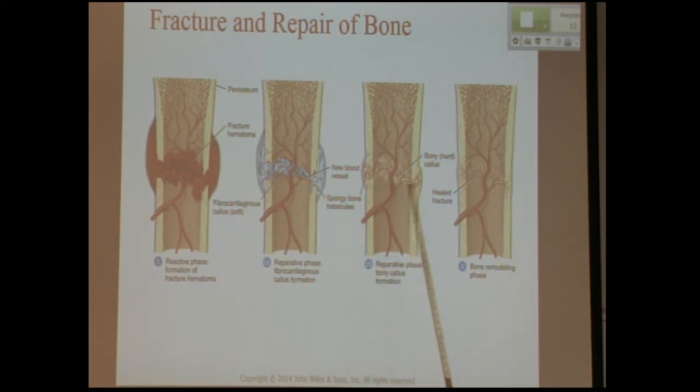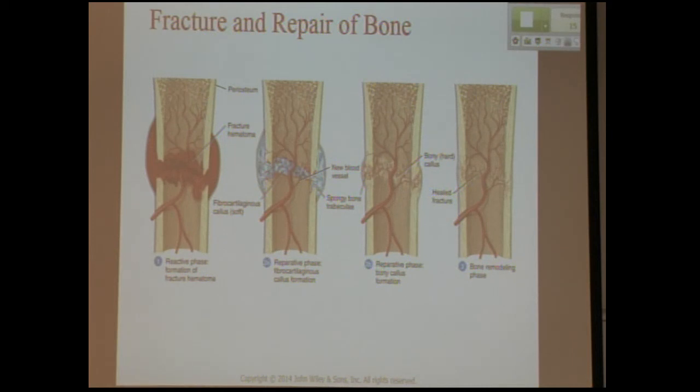Then you replace the cartilage with bone, and then you remodel it a little bit with those osteoclasts to get it right back to how it was before. So kind of like how when we built the bone, we put trabeculae in it, and then we broke them down. It's kind of the same thing that's happening if you're repairing it. So trabeculae are made, and then broken down so you get back to how the bone used to be.